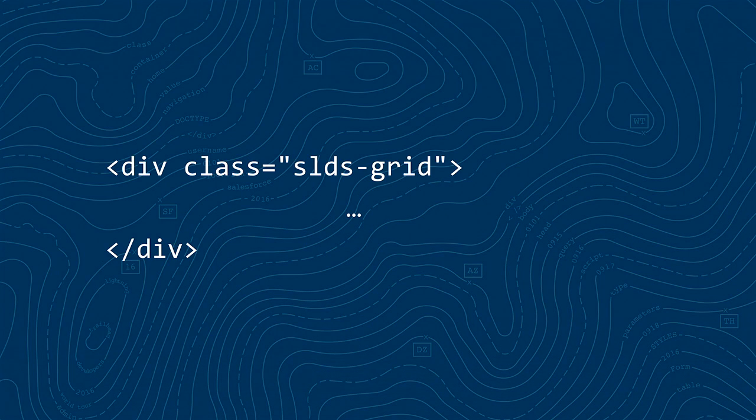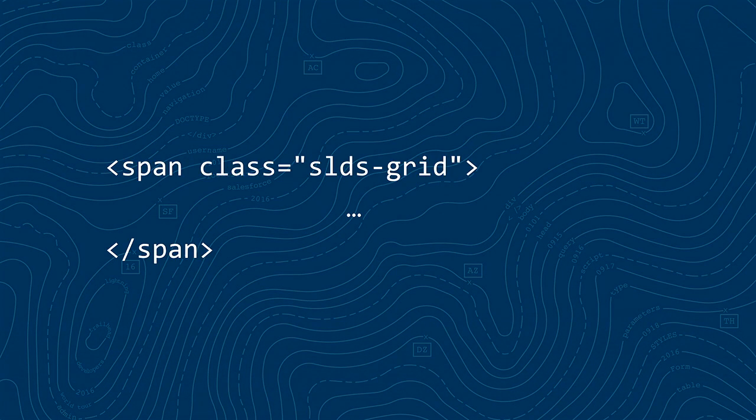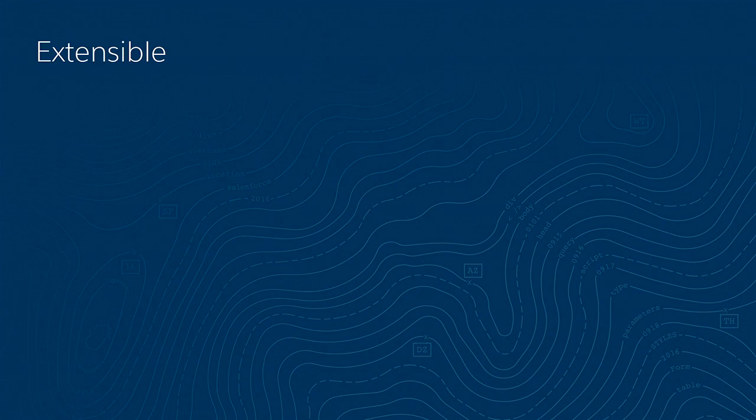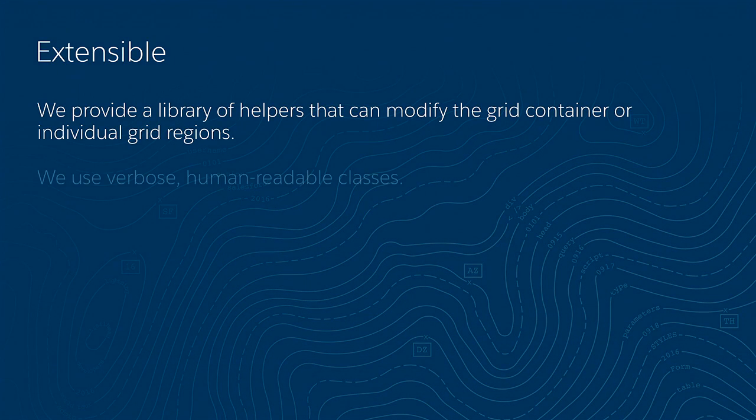So let's look at how we initialize a grid. The grid class can be initialized on literally any element. It can be on a div, can be on a UL, can even be on a span, doesn't matter. And whatever element you place that grid class on, it will become the flex parent of all the children inside. Once you've initialized the grid row, you have a library of helpers, and I encourage you to go really explore. There is a huge number of helpers that we've given you to extend and make these grids work. They'll modify the grid container, they'll modify the individual grid items, and we try to use verbose, friendly, human-readable classes.